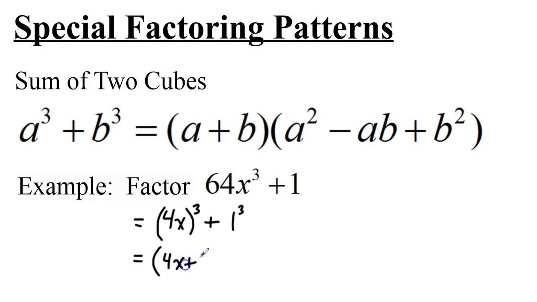4x plus 1, that's like your a plus b. Right? And then a squared, which would be 4x squared, so that'd be 16x squared. I'm squaring the 4 and the x. Minus a times b. Okay, so that's 4x and 1. Plus b squared. So that'd be plus 1 squared. And that's it. It might help you if over on this side you identify, okay, a equals 4x, b equals 1. Okay? Great.